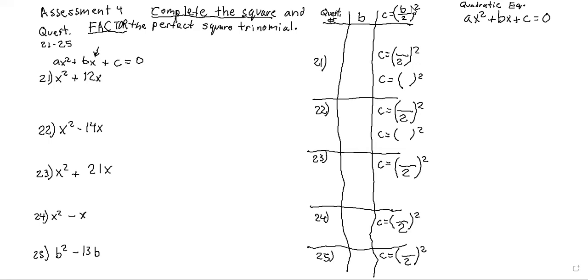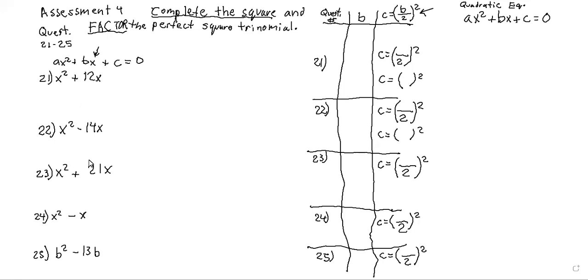The way we do that is with this formula right here, one that I'm pointing to. If you look over to the right, I'm pointing to this formula: c equals b over 2 squared. We take the b value, plug it into the formula, compute the c value, and then we're able to complete the square, or as they say, add that missing c value. Okay, so let's get started.